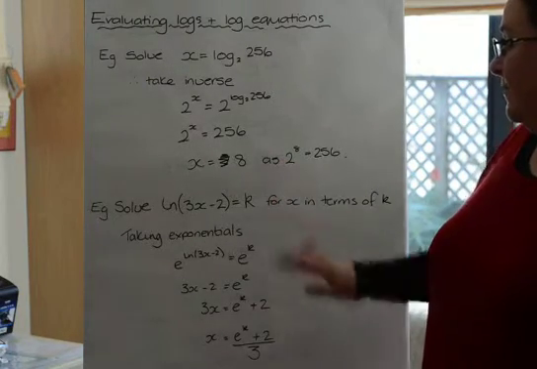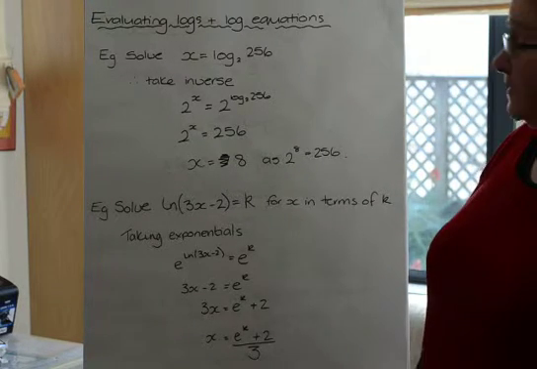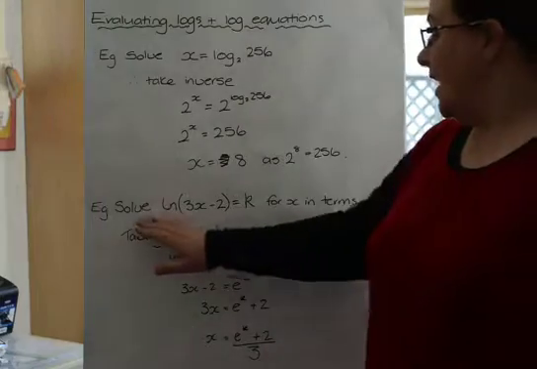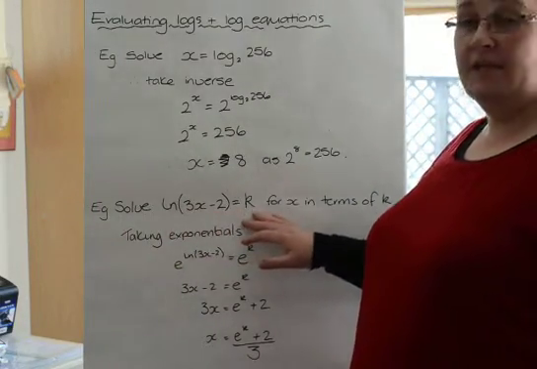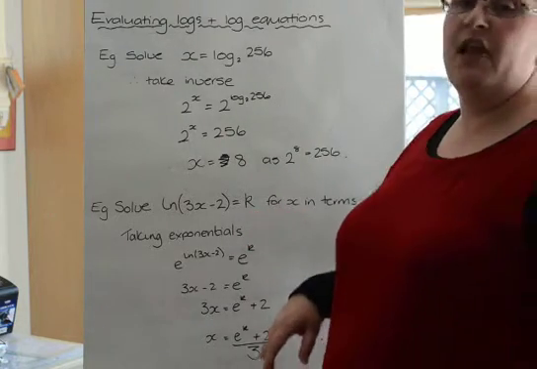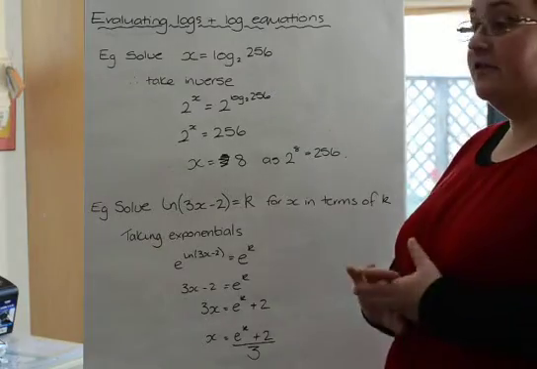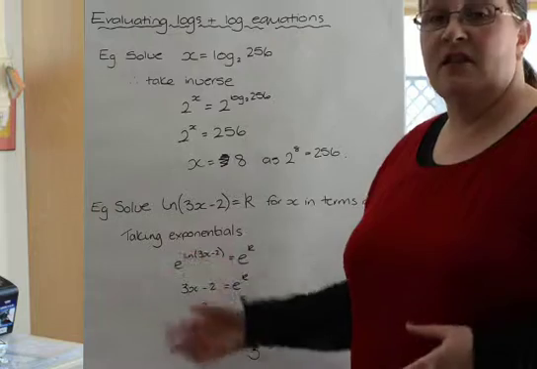So the next one I did was a natural log one. We're looking at base e, and it was: solve ln(3x minus 2) equals k for x in terms of k. So my answer is going to have k in it. I'm not being asked to find the value of k. We're quite happy that k is going to be in my answer.